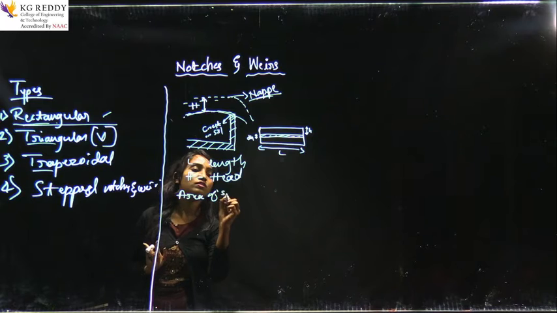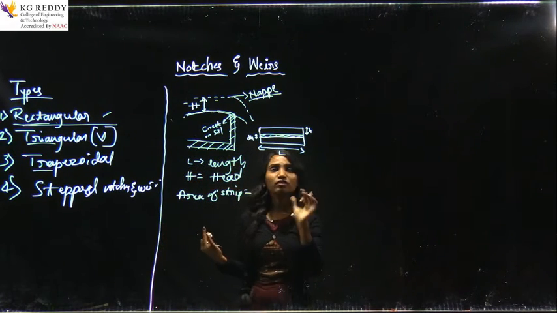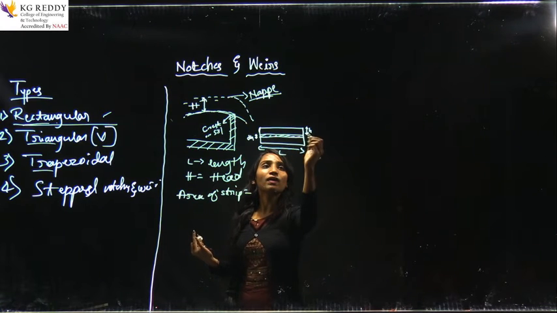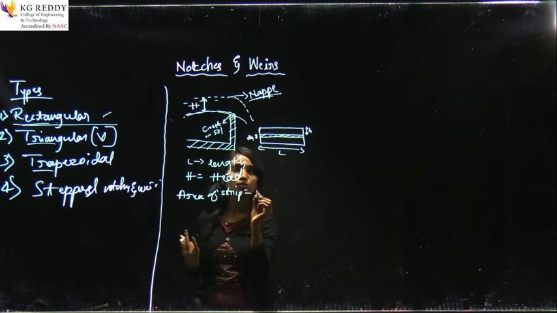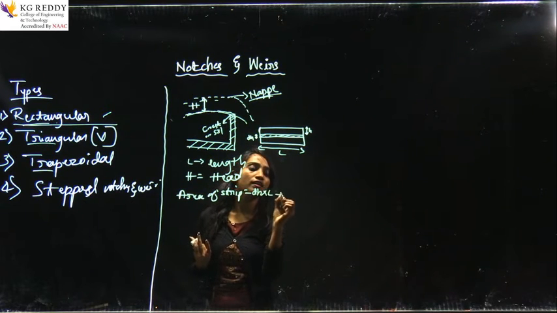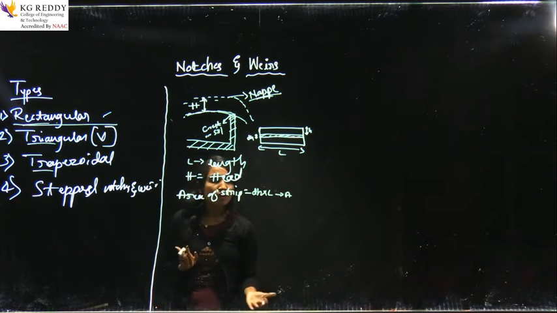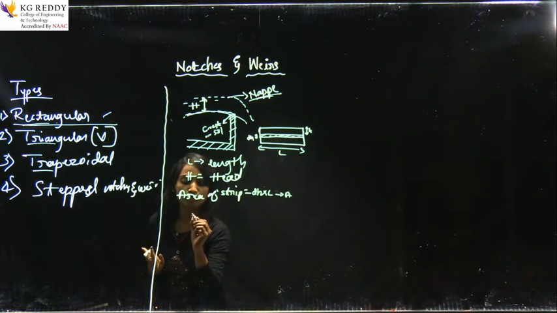Area of the strip. Area is length into breadth. This is the length of the strip, and the width is how much? dh. So, dh into L is the area. So, what are we going to find here? Discharge, that is the flow rate.